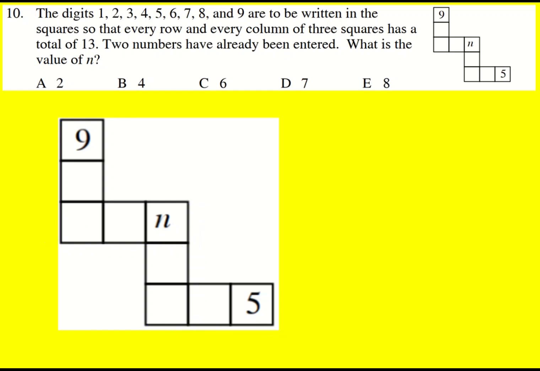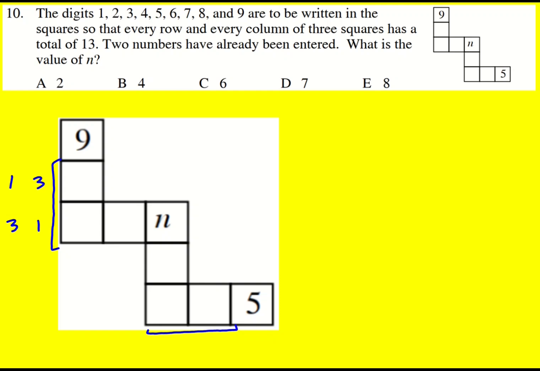Instead, let's just go with thinking what could go here, because the total has to be 13, which means these two have to add to give 4, and the only options are going to be 1 and 3, or 3 and 1. We can start trying to put them in and working out, but let's come back to it. Let's think about what would go down here.